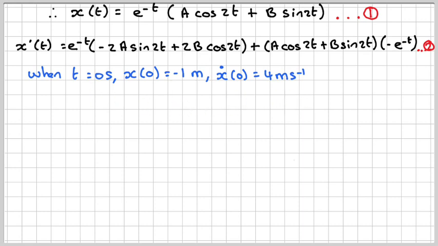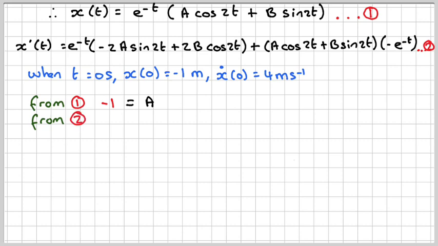So using equation 1, we can say that from 1, minus 1, the initial displacement will be a, because e to the 0 will just be 1, so we can just ignore that. And then this will be a, and then the sine of 0 is also 0, so that makes it quite easy that a is straight away minus 1.